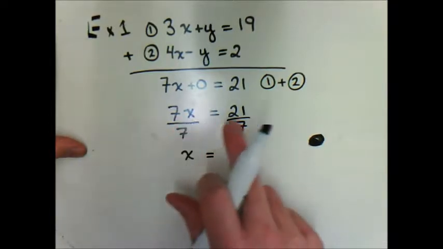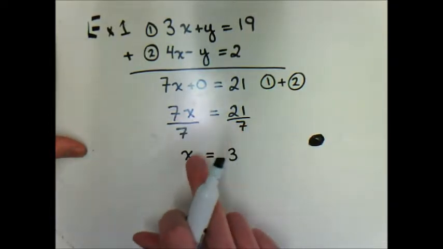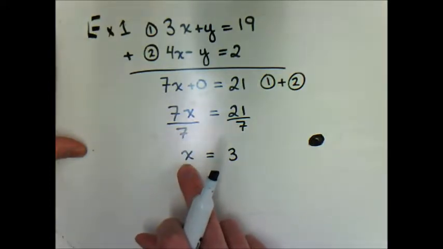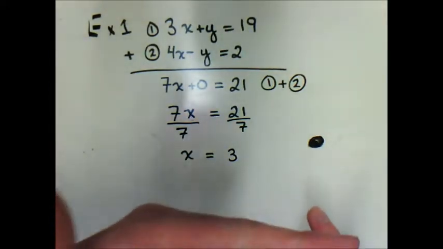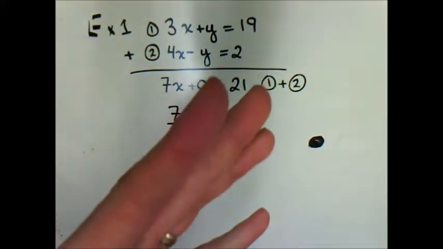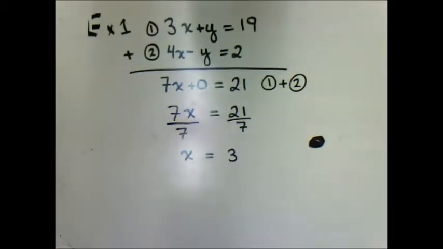So if 7 x's gets me up to 21, then each of those x's must be worth 3. 3, 6, 9, 12, 15, 18, 21. Okay?